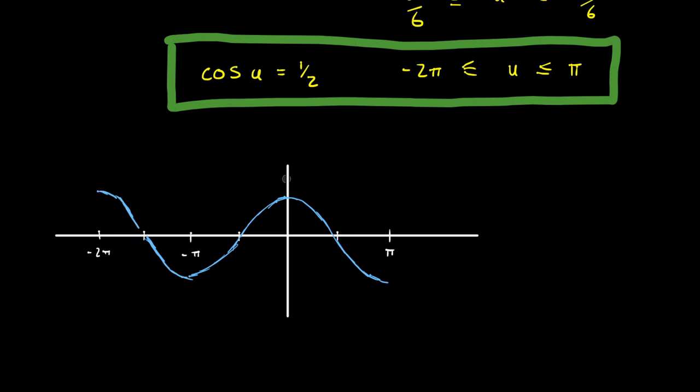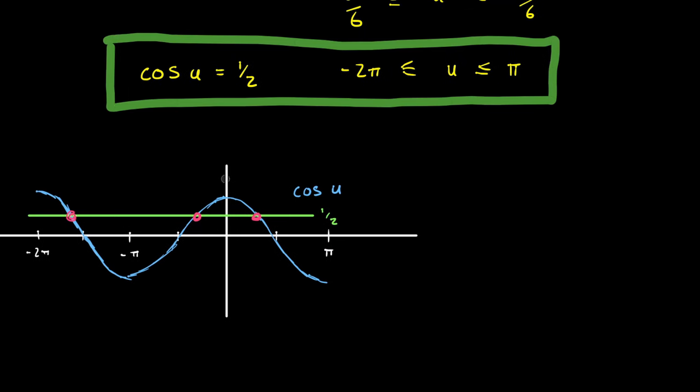Okay, so that is the graph of cos u. And notice that I've drawn it between negative 2 pi and positive pi. Now I want to find when this graph is equal to a half. So that's the same thing as asking when this graph intersects the line y is equal to half there. So that's a half. So where does it intersect? It intersects at this point here, this point here, and this point here. So I'm looking for 3 solutions for u.